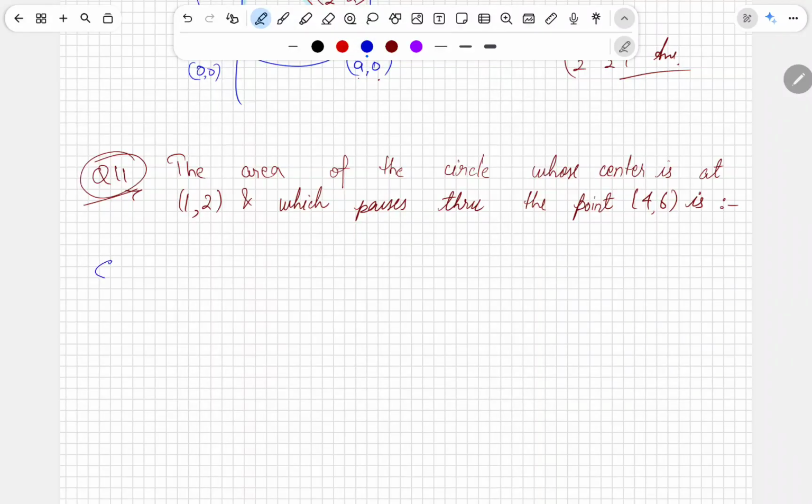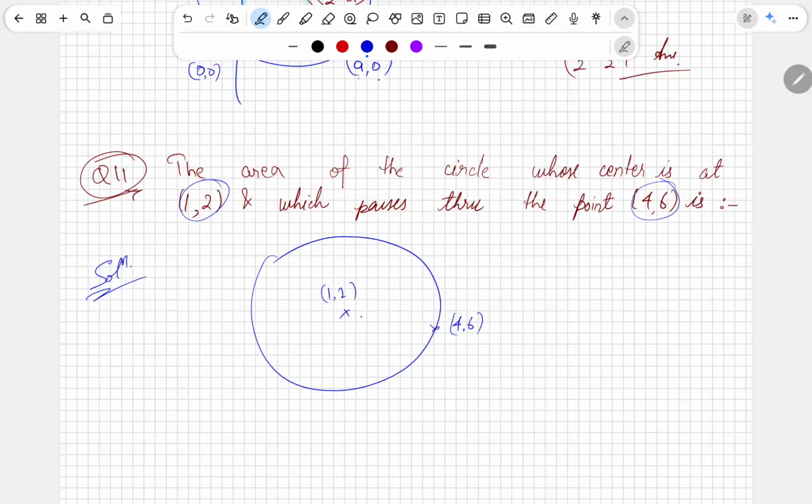Okay, let's read the question. It says, the area of the circle whose center is at (1, 2) and which passes through the point (4, 6). So this is my circle. Center is at (1, 2) and it is passing through (4, 6). It is a very simple question.